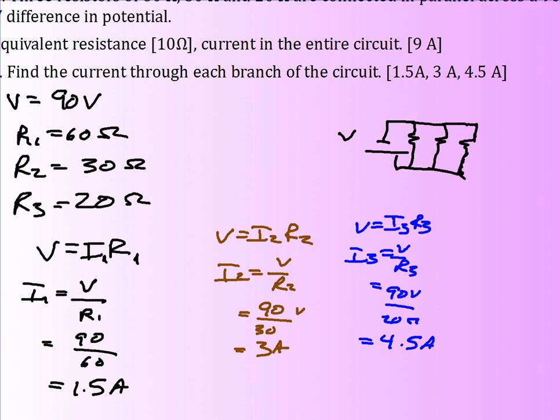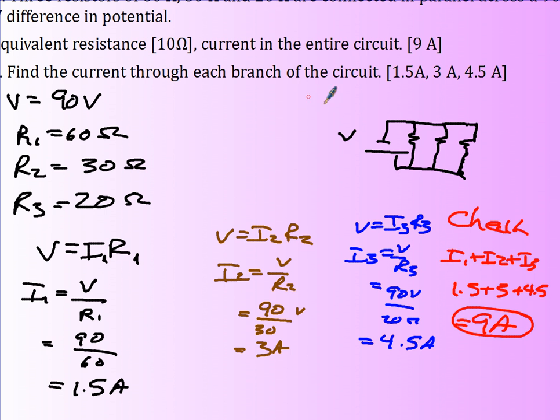Now, in red, I'm going to do the check. All right? It's always okay to do the check. You'll never get in trouble for that. For the check, I'm going to add up the currents. I1 plus I2 plus I3 is 1.5 plus 3 plus 4.5. So that's 4.5, 5, 6, 7, 8, 9. So this is 9 amps. And lo and behold, that is what the current was in the total circuit.